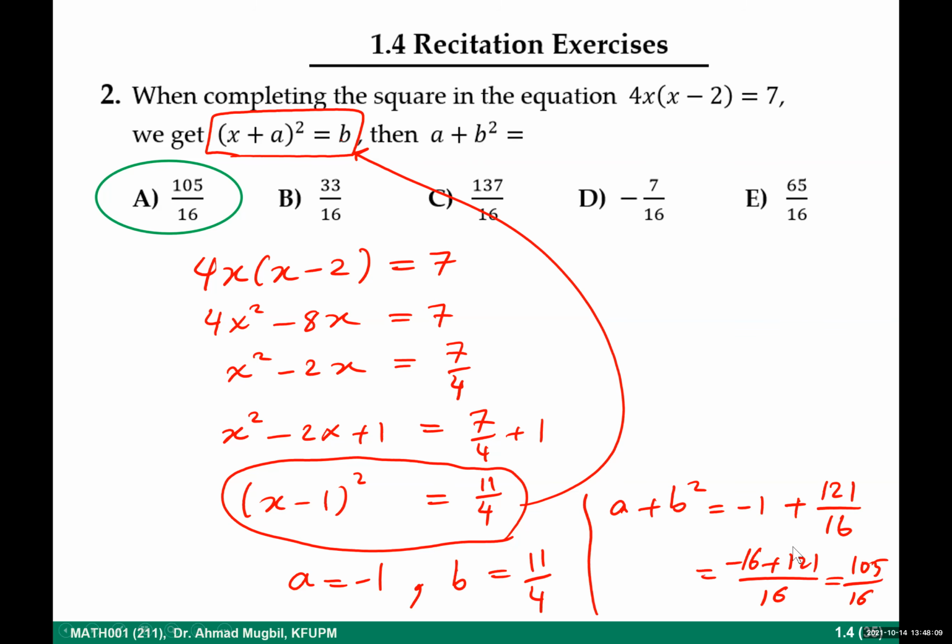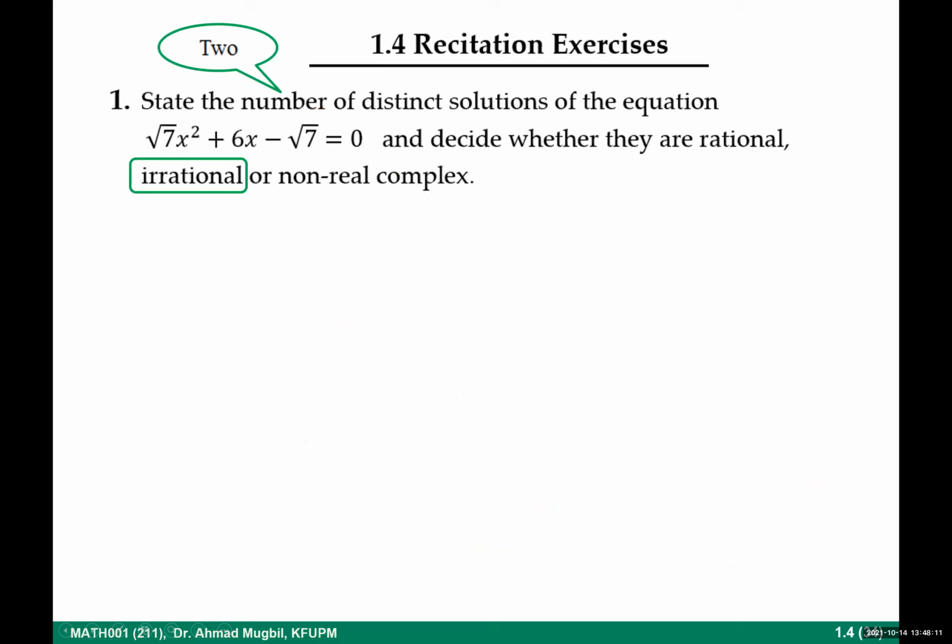Let's go back to exercise number 1. We still have time, I think, for that. State the number of distinct solutions of this equation. How to know? How to know how many solutions? Is a discriminant. We will use the discriminant. So what is d in this case?